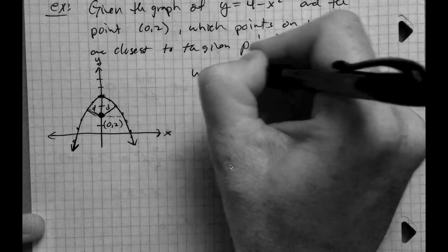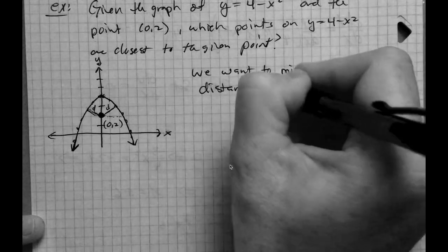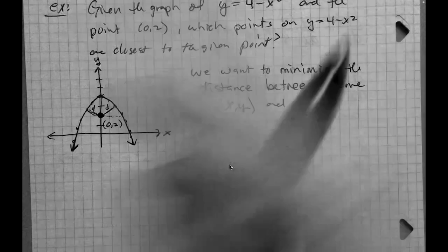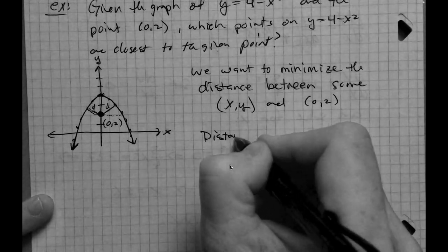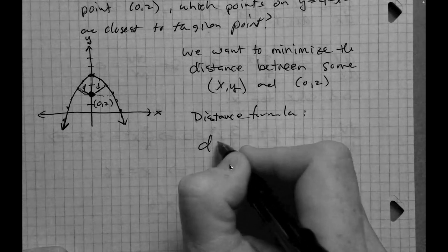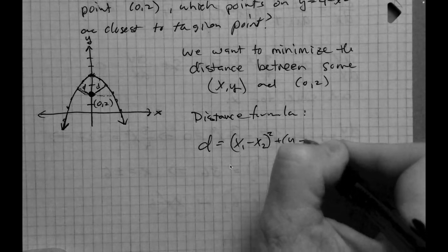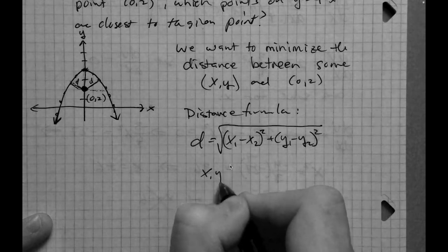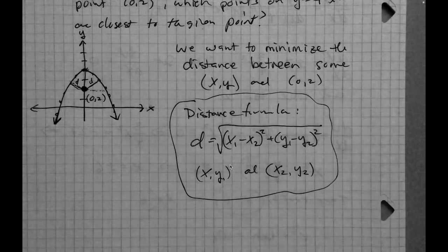Okay, so we want to minimize the distance between some x, y and 0, 2. Now, 0, 2 is given; x, y are not fixed. We want to minimize the distance. You may recall the distance formula. You've probably seen this in pre-calculus or maybe even high school algebra. So D equals the square root of (x1 minus x2) squared plus (y1 minus y2) squared. And that's, of course, if you have 2 points, x1, y1 and x2, y2, those are the points you're trying to identify the distance between.